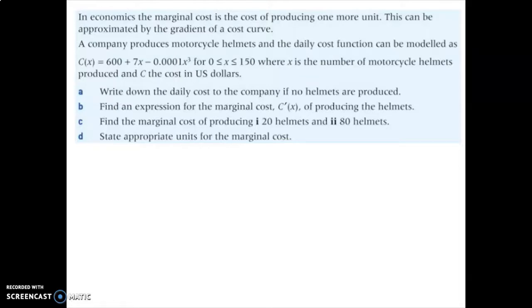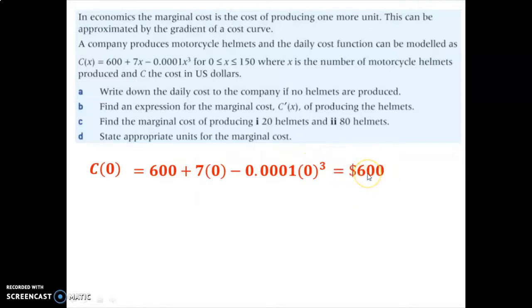Okay, A, write down the daily cost to the company if no helmets are produced. So what will be their costs if they don't produce anything? Well, to find the costs, we just put the number of helmets into our cost equation. So we're looking for the costs when 0 is the input, 0 helmets. There's the 0 substituted there and there. That means both of these terms become 0, and we're left with just 600. So the cost to the company is 600. That means even if they're not producing anything, there are still costs of running the business, turning on the electricity, having employees there maybe, and so on.